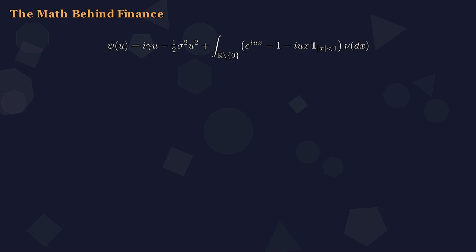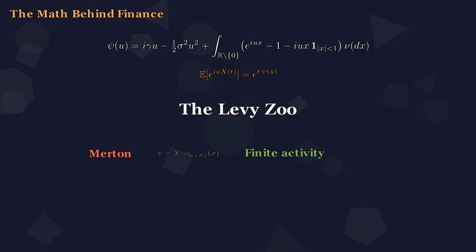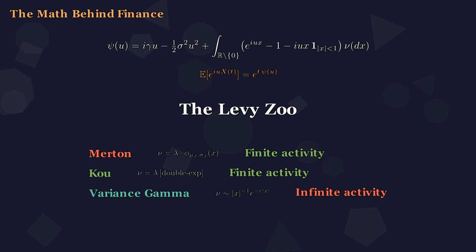It says the characteristic exponent of any Lévy process has exactly 3 pieces. The characteristic function is just e to the t times psi. Now here's the zoo. Merton's model has a Gaussian jump measure, finite activity, meaning a countable number of jumps per year. Kou replaces the Gaussian with a double exponential, still finite activity but with fatter asymmetric tails.